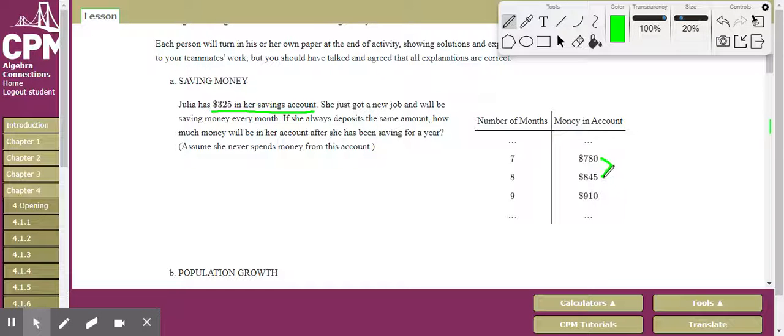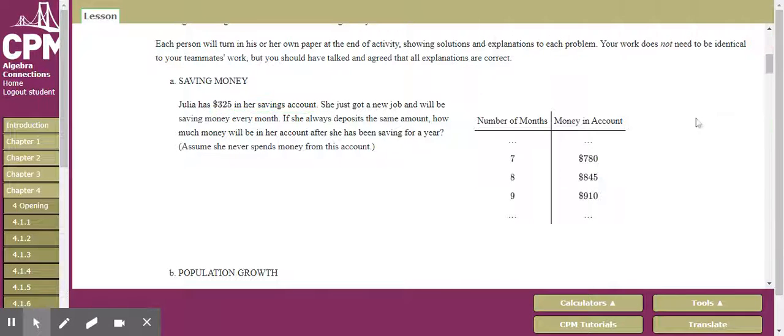Another thing you could figure out from this rate, though, is part of the equation y equals mx plus b. That would tell you the m. And then you already know that 325 is her start value, so that would be your b. So you have 2 different ways you could work on this problem.